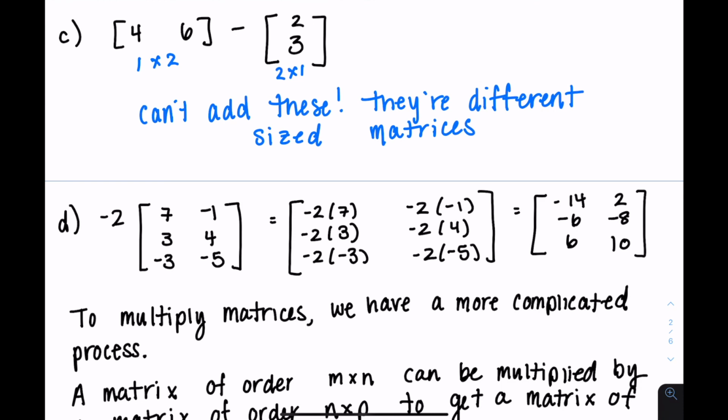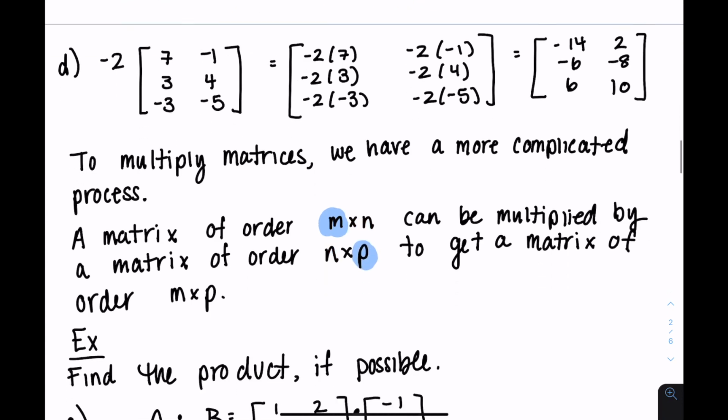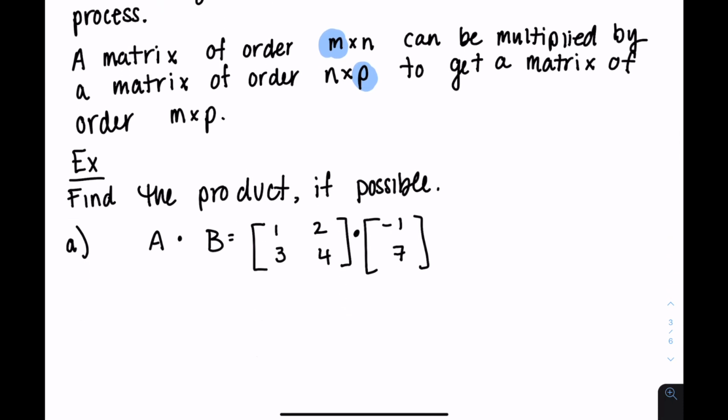But now if I want to multiply 2 matrices together, we've got a more complicated process. And there has to be very specific sizes to be able to multiply them. Say you have one matrix that's an m by n. It can be multiplied by a matrix of a different size, but the number of columns of the one has to match the number of rows of the second. And what you're going to get then is a matrix of dimension m by p, or order m by p. So what that means, let's actually look at an example, and this is going to be the best way to actually go through our process.